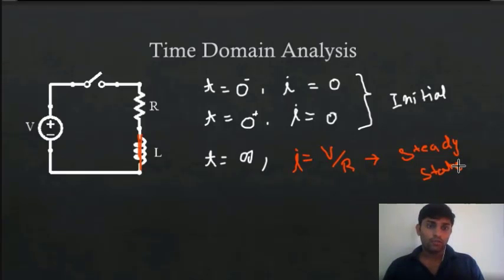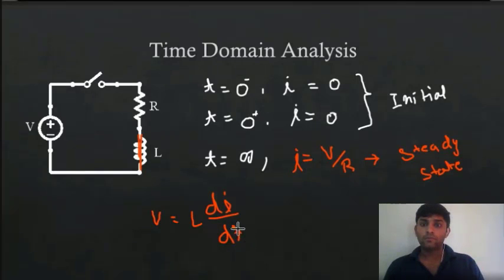Why does the inductor not allow any current? No, it's not like that. It allows current, but it doesn't allow sudden change in current. Sudden change in the sense that, as you know, the voltage across an inductor is L di by dt. Let me come to this point.